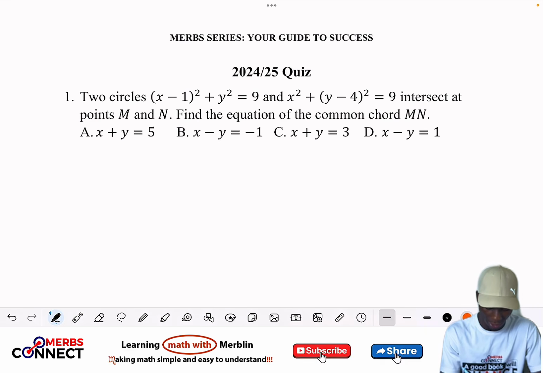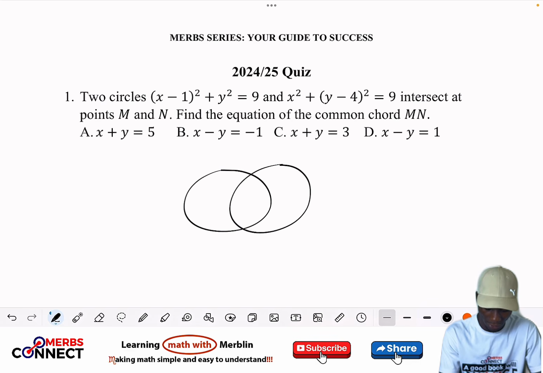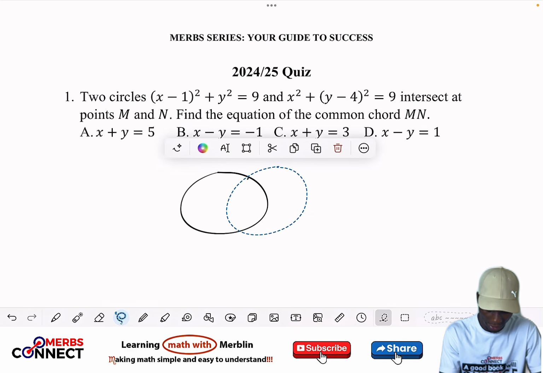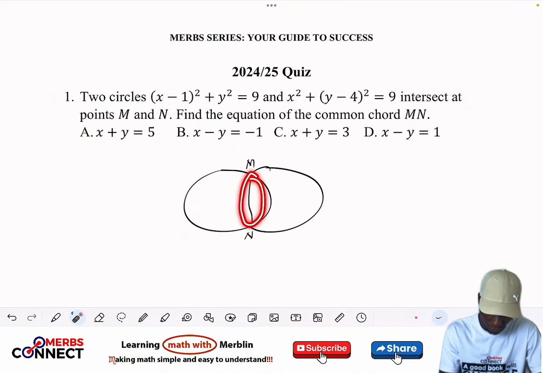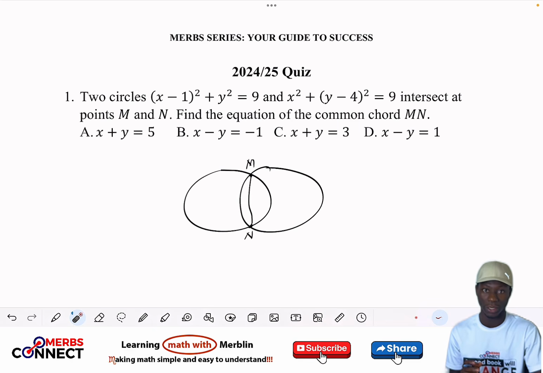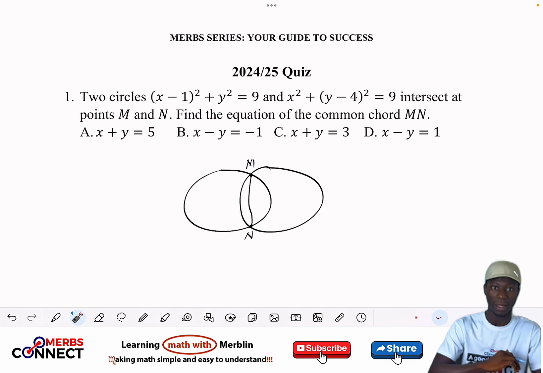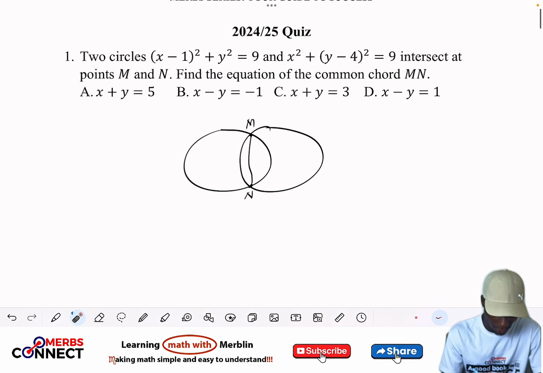What we are trying to say here is we have a circle here, we have another circle here, and there is an intersection somewhere here, and another one here. Let's call this one N, and let's call this one M. So this is the common chord that we are looking for. All we need to do is equate circle 1 and circle 2, and then we are done. So let's do that.